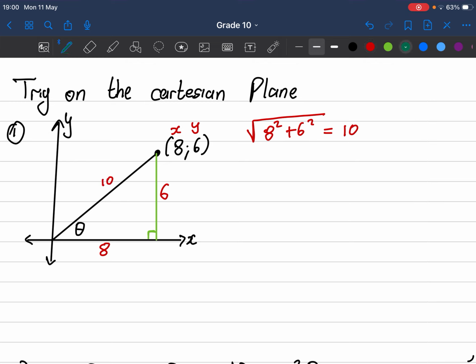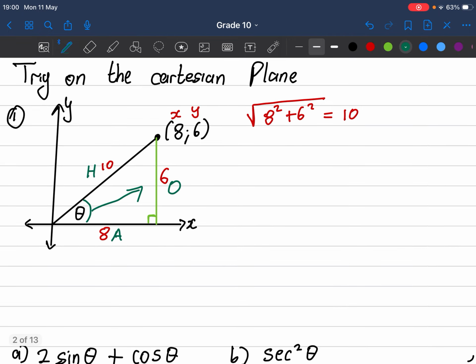Now that we have that, let's see where our angle is. Our angle is theta over here. This is our hypotenuse. So from theta, this is opposite us, so this has to be our adjacent.